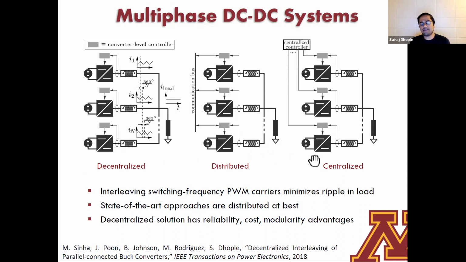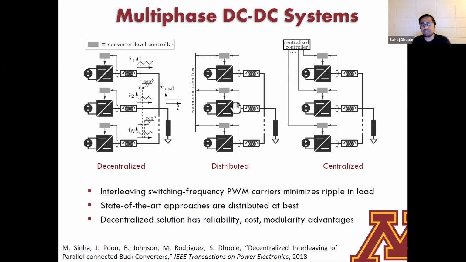The most common way this is probably done in practice is a centralized controller, right? You have a central control and computing unit that's coordinating all the switching waveforms in a very precise manner. The state-of-the-art method is actually a distributed method where you might have a communication bus, where again this switching behavior is precisely timed and then relayed out to the individual controllers. But really, in both of these, you have some level of centralization.